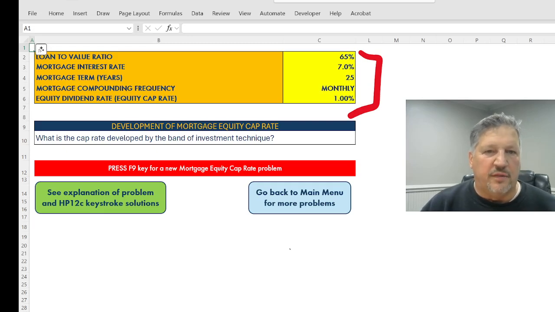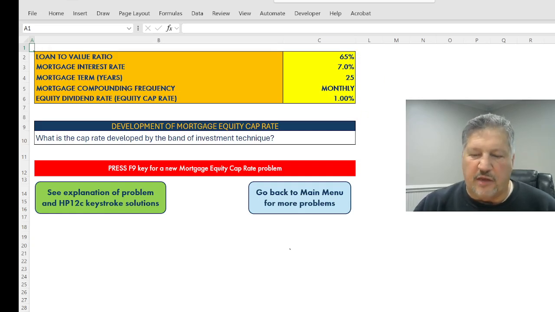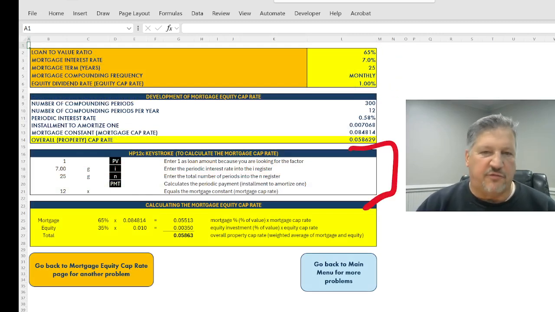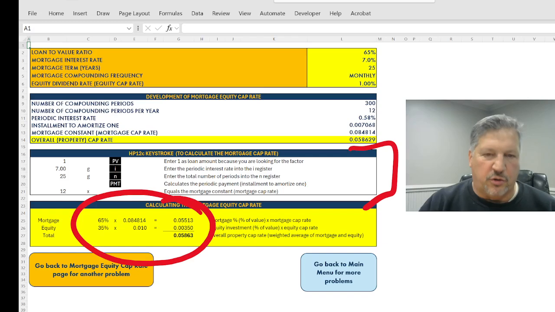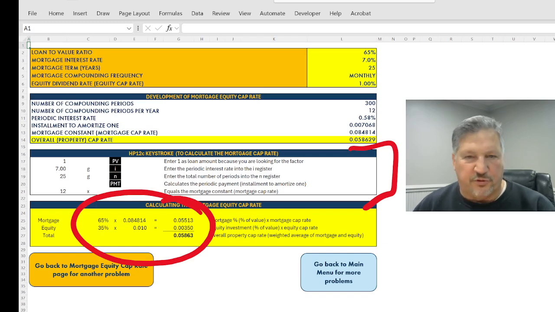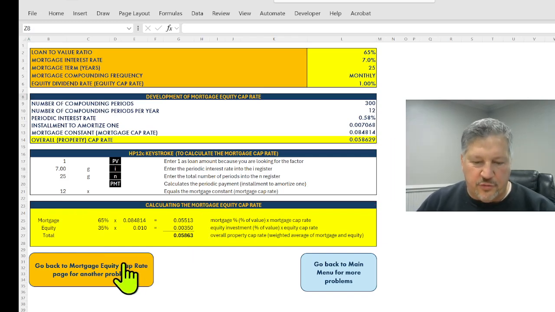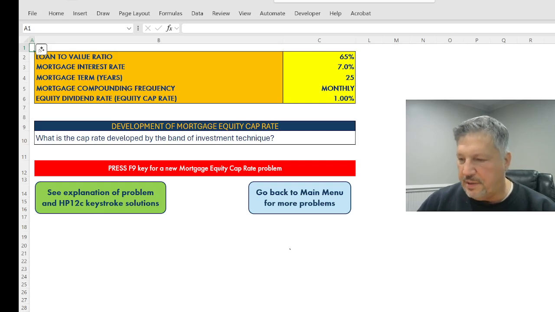Oh, there's one that involves a 20-year mortgage at a 60% loan to value. So, okay, I'll solve that one. And I can work through that problem. I can go to the solution page, and of course that same problem is up on the screen. I can see the keystrokes once again for the mortgage constant, and of course the mortgage equity weighted average percentages multiplied out.